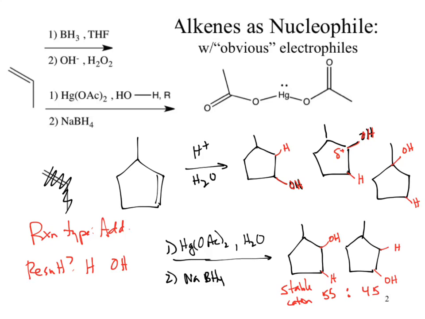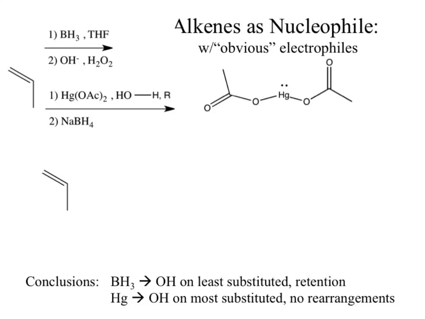Okay. So that's where our conclusions are. If you see BH3, you see the boron pop up, we've got to be a little bit careful with that statement. We're looking for the OH on our least substituted position, balance the rest out with our hydrogens. We end up with a retention of our stereochemistry in that respect. Retention is kind of a bad term. We'll end up with our syn addition. Okay. If you see mercury popping up, that puts our OH on the most substituted. The big advantage is we don't get a rearrangement. Okay, so those are the big conclusions out of there.